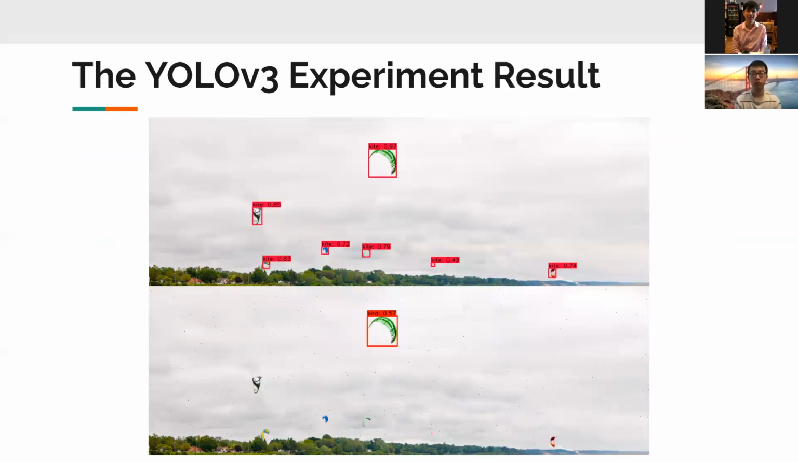These are the results of our YOLO v3 experiment. The top image is running YOLO v3 on an image with no errors. You can see it classifies many kites. The bottom is running YOLO v3 on an image with 0.2% errors. As you can see, most of the kites actually ended up going undetected, and one even gets misclassified as a bird. So this shows that even approximate computations can greatly benefit from instruction duplication.